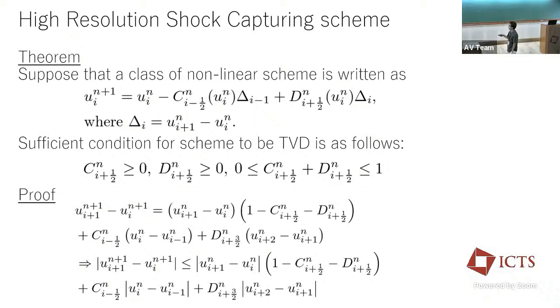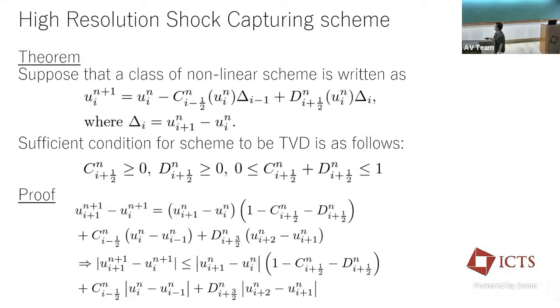C should be greater than 0. D also should be greater than 0. Also, the sum of C plus D should be between 0 and 1. This is the condition to satisfy total variation diminishing.